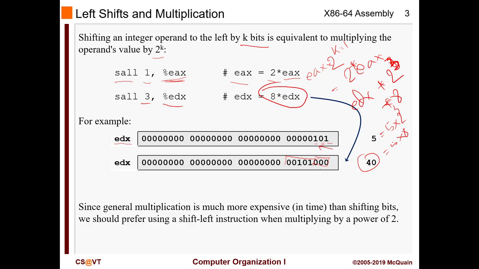We should prefer using left shift instruction when multiplying by the power of 2. Because left shift and right shift do not need that many cycles to calculate, but multiplication itself takes a lot of cycles. So whenever you are doing some sort of multiplication which can be equal to 2 to the power k, your compiler is going to optimize it in a way that it just does left shift. And if you do it by yourself, then the optimization is going to be even faster. So your code is going to run faster.